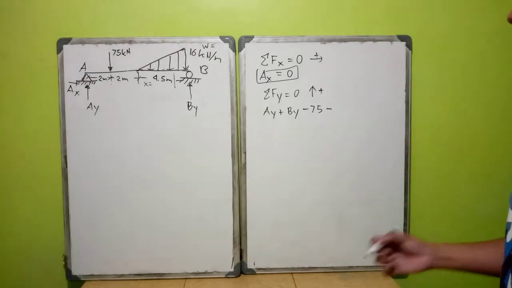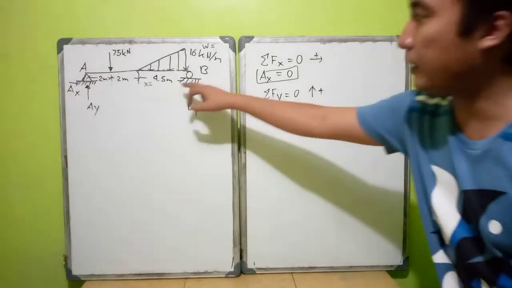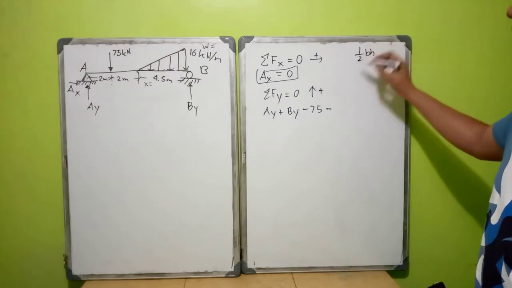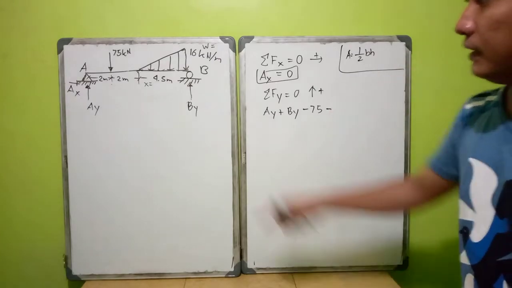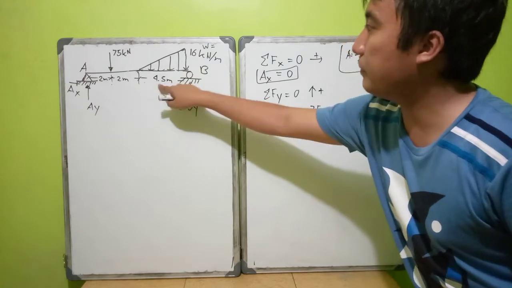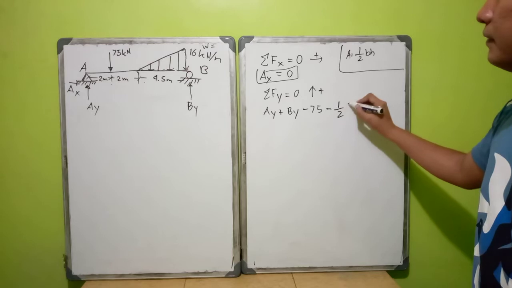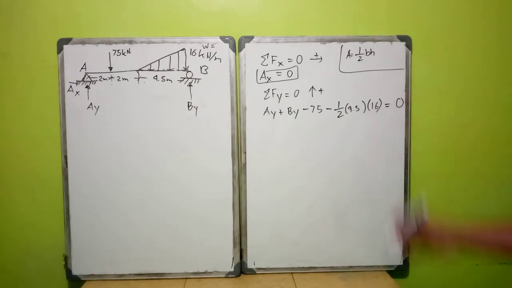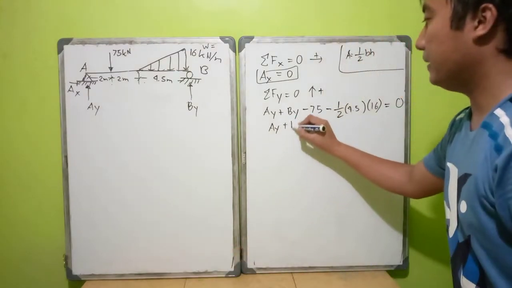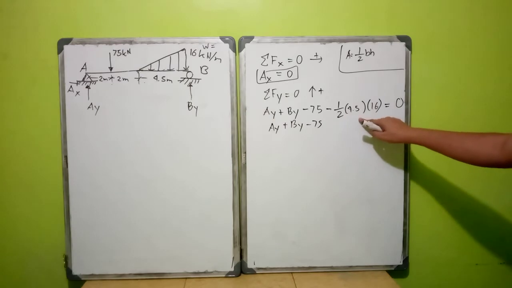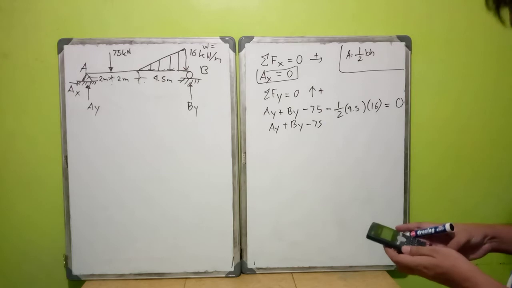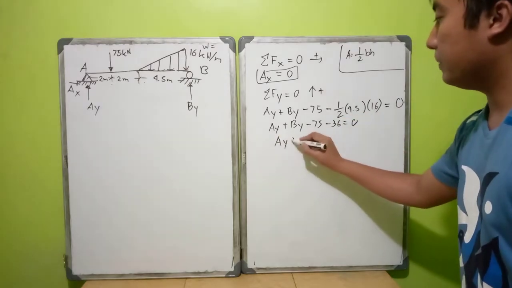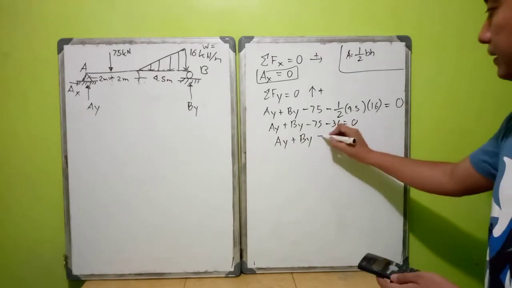minus 75 minus, okay? So, one thing we should do in this problem is to compute the area of this triangle. The area of a triangle is equal to 1/2 BH, right? So let us say that your B is 4.5 and your H is 16. So just like that, 1/2 times 4.5 times 16. So we have Ay plus By minus 75 minus 1/2 times 4.5 times 16. Let's use a calculator so that it will not be wrong. Okay, 36. So therefore, Ay plus By, transposing, 75 plus 36 equals 111.